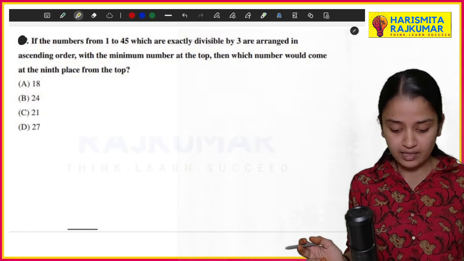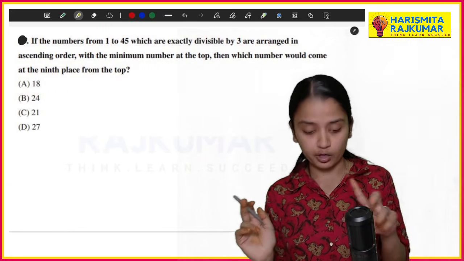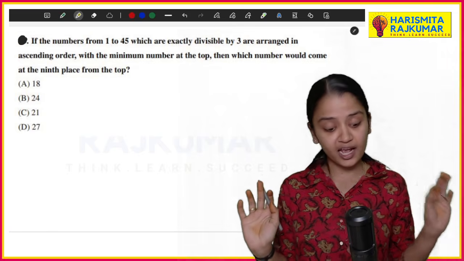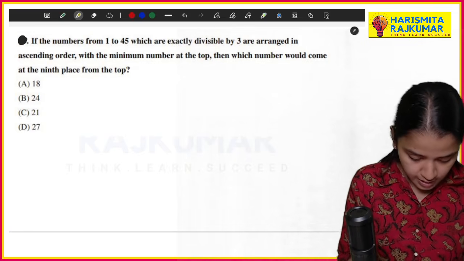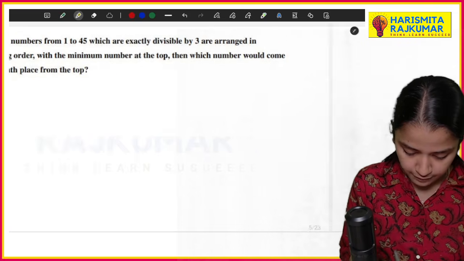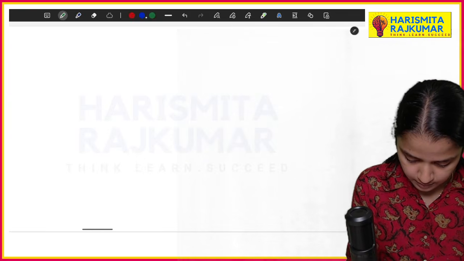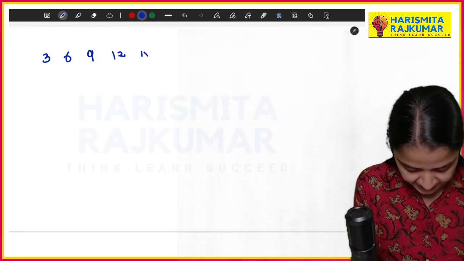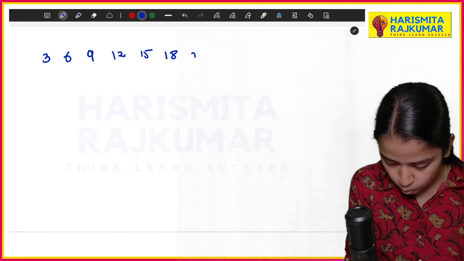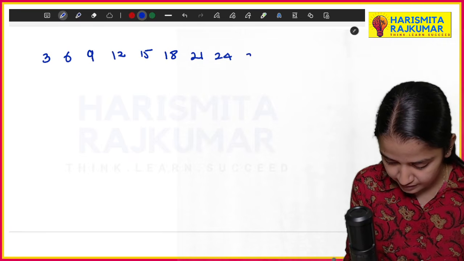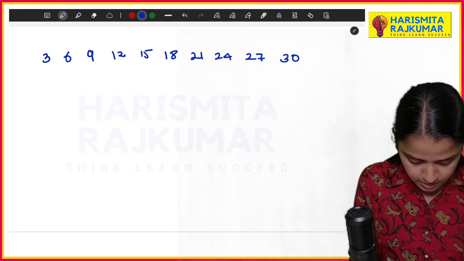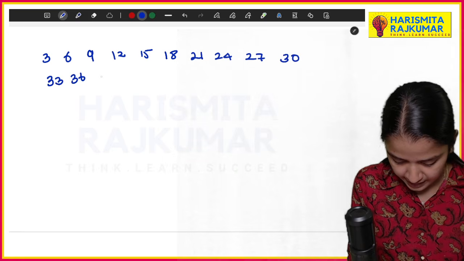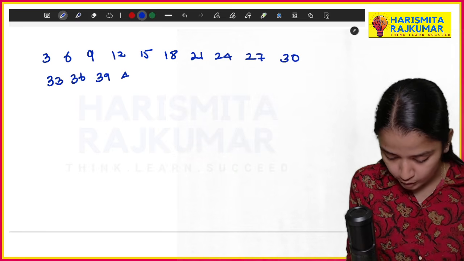Next question: if the numbers from 1 to 45 which are exactly divisible by 3 are arranged in ascending order, let me write those numbers. This will be 3, 6, 9, 12, 15, 18, 21, 24, 27, 30, then comes 33, then 36, then 39, 42 and 45.